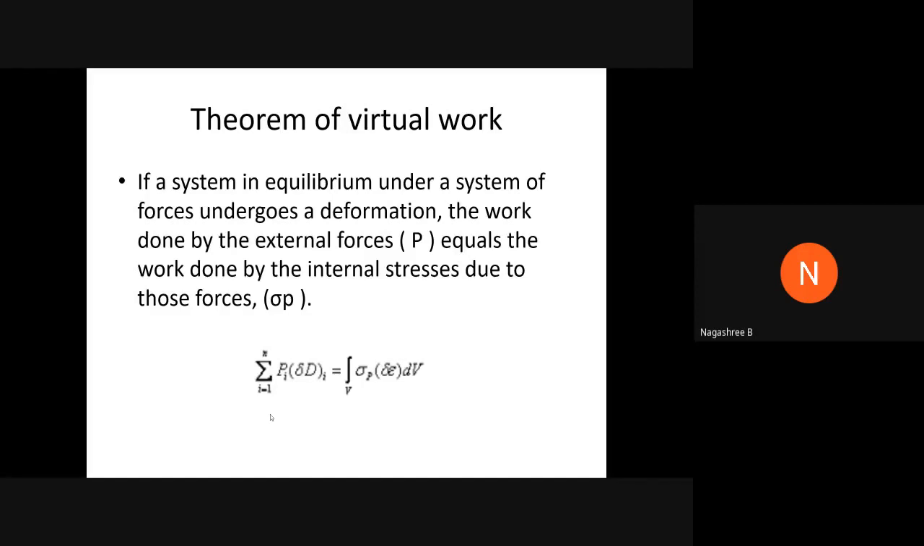So how much load are we going to apply? Suppose for a body we apply a load of 5 kilonewton. If it is sustaining, without any failure, if it is not deforming, then the same amount of resistance will be offered by the body towards the application of the external load, in the opposite direction. Correct. Therefore, it is always equal to the work done by the internal stresses due to the effect of those forces, that is, the external forces.